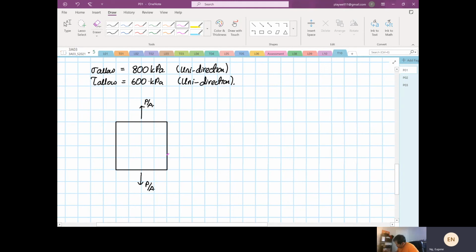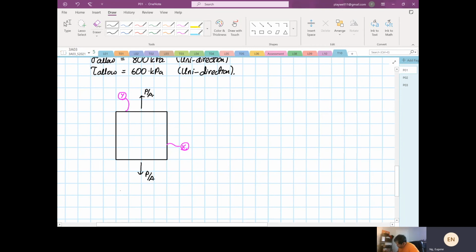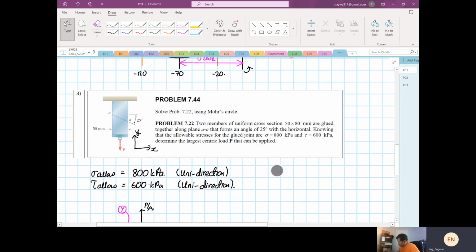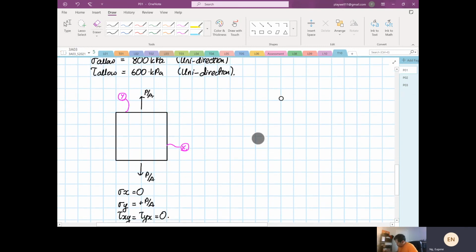Like point X on Mohr circle. This is point Y on Mohr circle. So based on this orientation, we know that stress X is equal to 0, stress Y is equal to positive P over A, right? And the shear XY is equal to shear YX, and is also equal to 0 because of the way it's loaded. It's only unidirectional if our element is right in that 0 orientation.